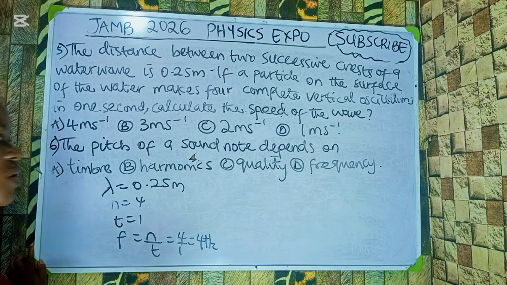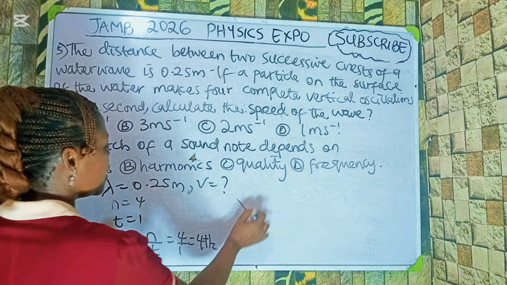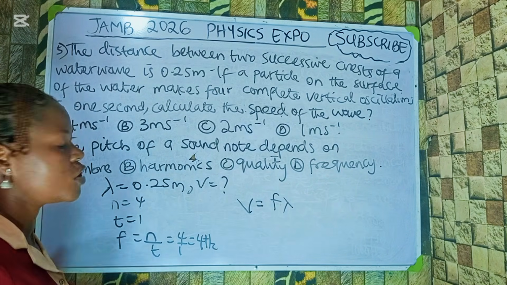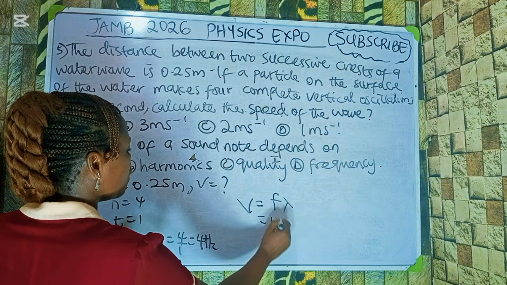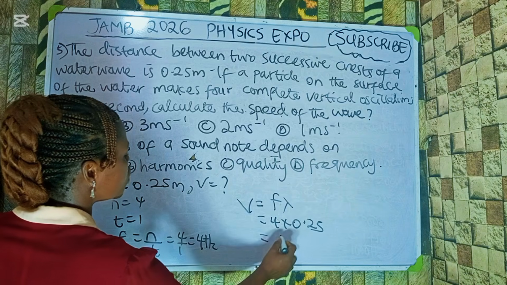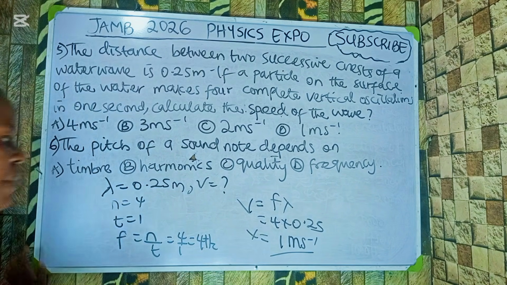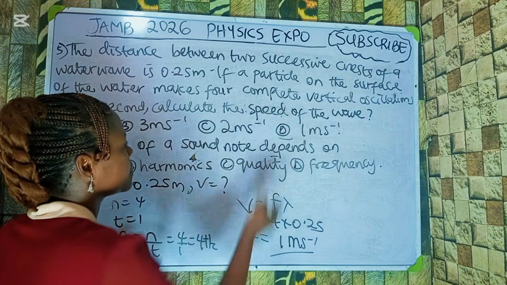Okay? We are looking for the speed of the wave, and speed is v. That's what you are looking for, right? So the formula is v is equals to f lambda. So what you need is just for us to multiply. So this is equals to 4 multiplied by 0.25. Okay, it's going to give rise to 1 meter per second as my speed of the wave. Is that clear? So this is how to solve this kind of question. And from what we've done so far, the correct option to this question is option D.